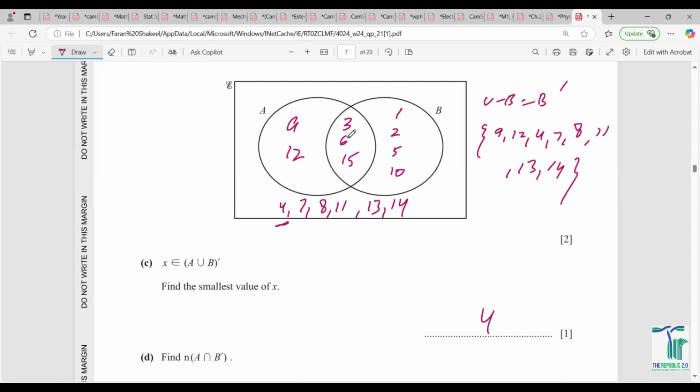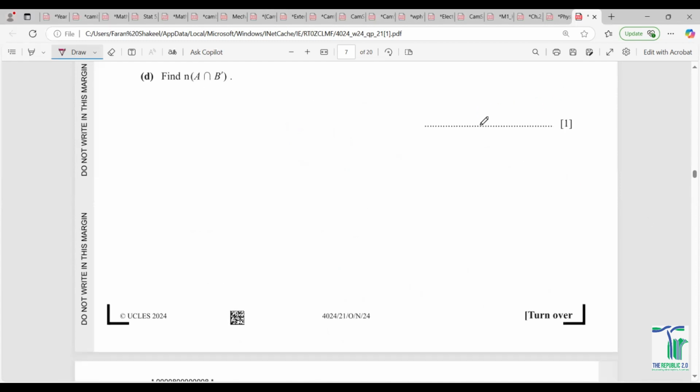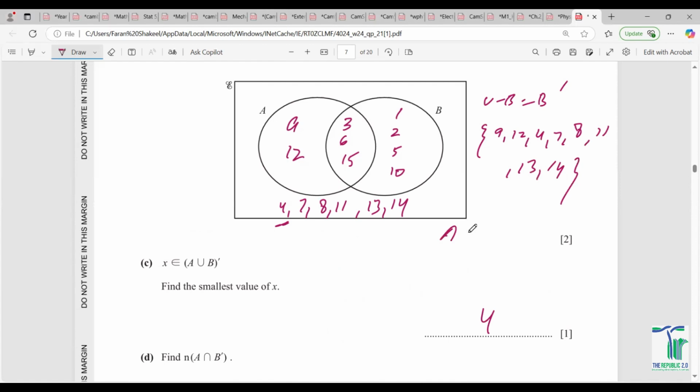Now we need to get A intersection B complement. That has to be the common elements between them and them, so that is 9 and 12, right? So the answer we should have: how many numbers will we have in the set?